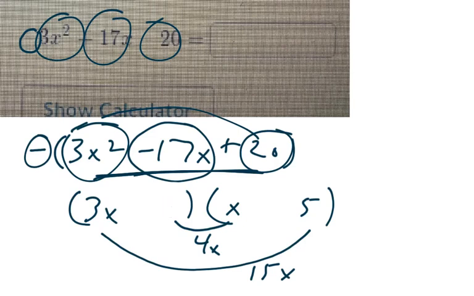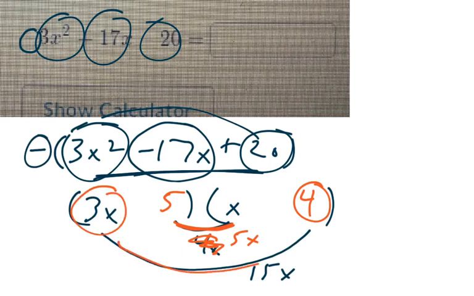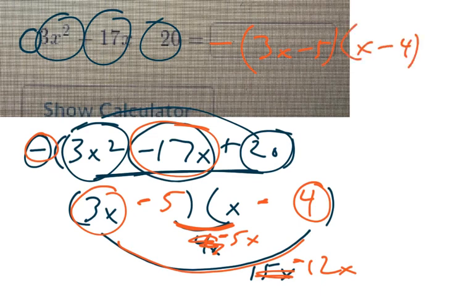Because instead of 4 and 5, how about we do 5 and 4? Let's see what happens. Now, 5 times x gives me a 5x. The 4 times the 3x for my outer loop gives me 12x. And I can get negative 17 if I make them both negative. So I'm just going to do minus, minus, and I know they're both negative. So here's your final answer. Don't forget there was a negative. And then you would say negative, 3x minus 5, x minus 4.